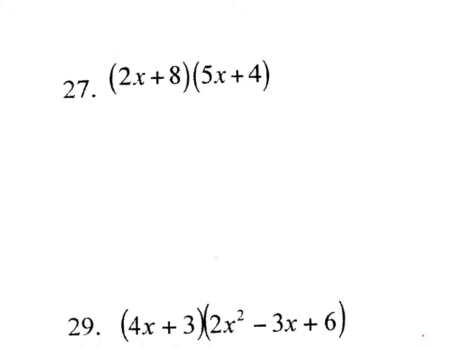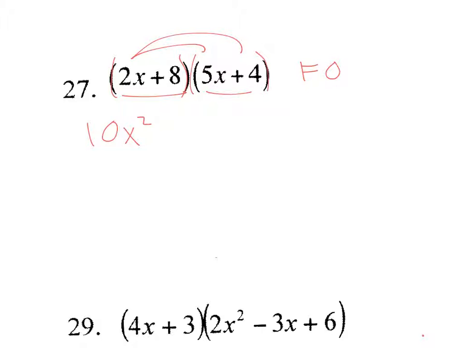You have two binomials being multiplied. They're right next to each other. Okay, so two binomials right next to each other. This is our term, the FOIL method. First times first. So 2x times 5x is 10x squared.